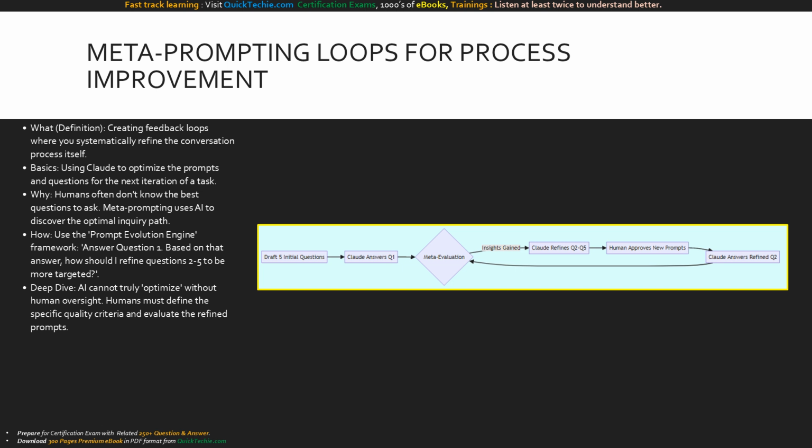This diagram maps the prompt evolution engine. We start on the left by drafting 5 initial questions. Claude answers Q1. That answer flows into a meta-evaluation node. Based on the insights gained, Claude actively refines Q2 through Q5 to be more targeted. We then hit a manual gate where the human approves the new prompts. Once approved, Claude answers the newly refined Q2, and the loop continues, getting sharper with every iteration.